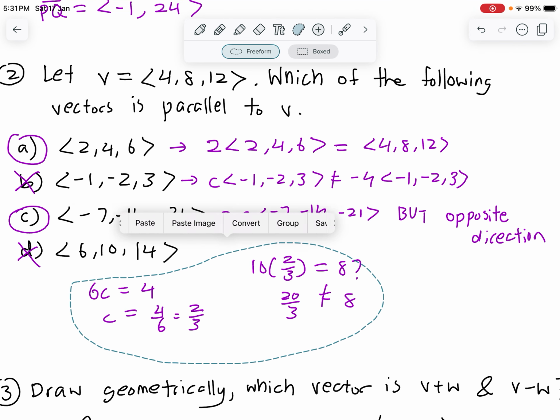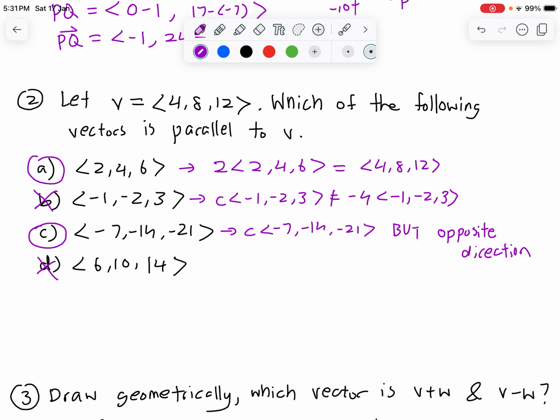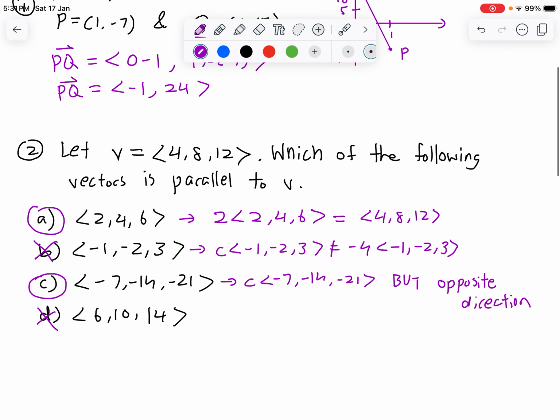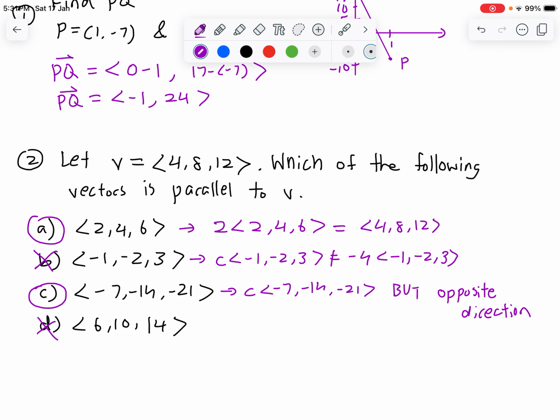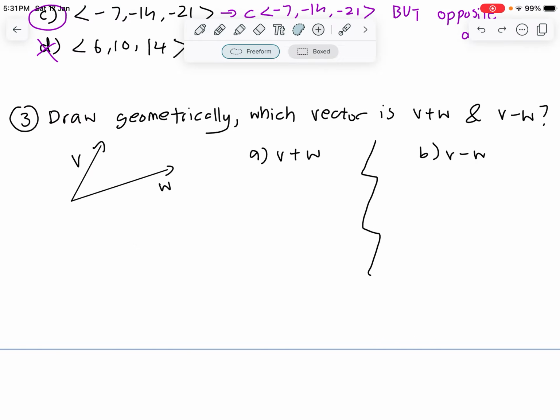So there you have it. That is how you check whether vectors are parallel. And to see if they're in the same direction, they all have to have the same sign. If they're all negative, then opposite direction. If same positive sign, then it will be the same direction. Last but not least, we want to draw geometrically which vector is v plus w and v minus w.